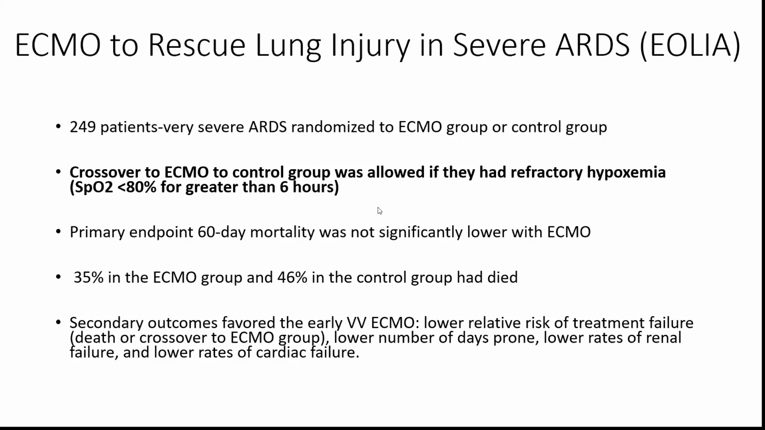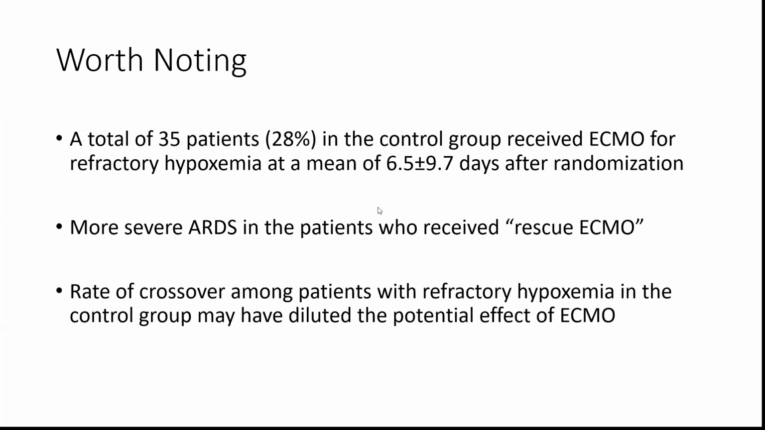So what ended up happening is that 17 of the patients ended up crossing into the ECMO group. And this just happened to be the patients that had the worst ARDS based on their P to F ratio. So there was a trend to lower mortality, 35% in ECMO compared to 46% in the control group, but it didn't reach statistical significance. Some of the secondary outcomes did favor early VV ECMO in these patients, such as fewer days prone and less organ dysfunction, but overall the 60-day mortality showed no difference. Worth noting is what I just said about the crossover: 35 patients, I said 17, that was from the other trial. So 28% of the control group ended up crossing over.